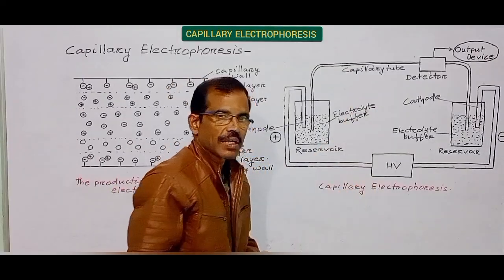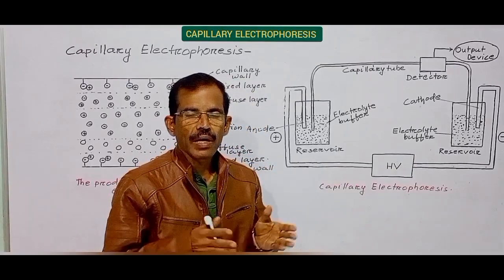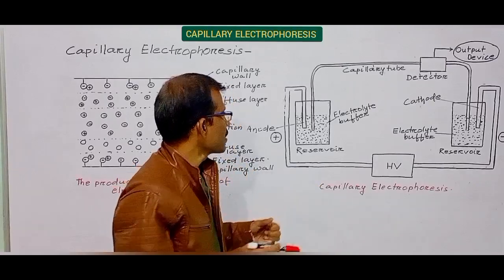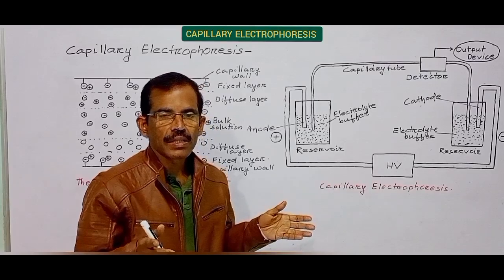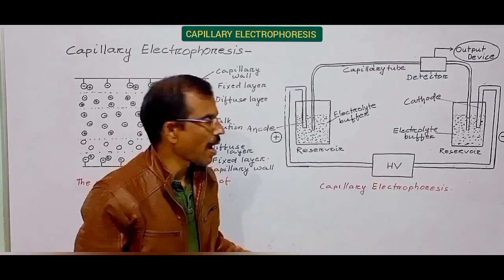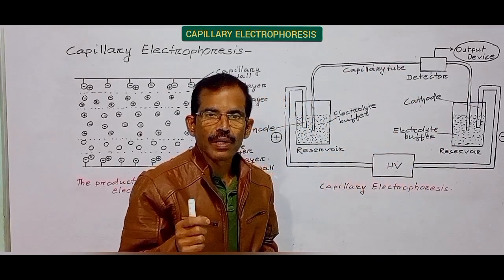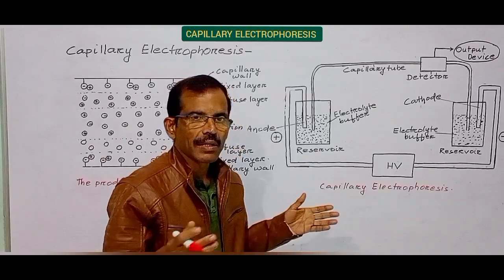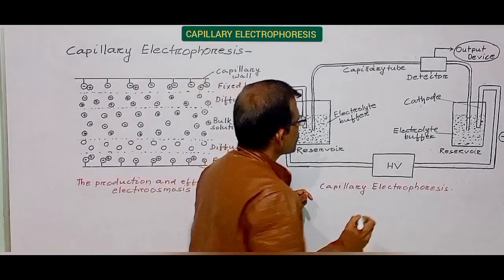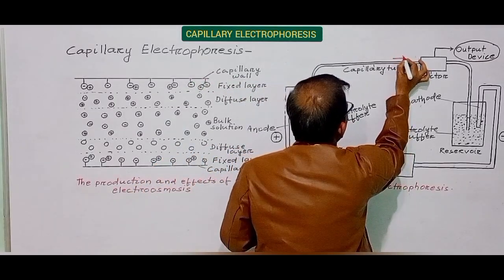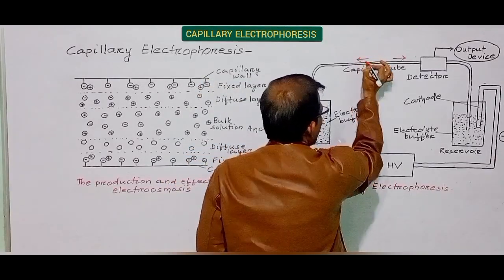This figure illustrates the process of capillary electrophoresis. After a very small amount of sample is injected into the buffer-filled capillary tube, high voltage up to 50 kilovolt is applied across the tube. Under the influence of the electric field, charged molecules will migrate towards the oppositely charged electrodes. Positively charged molecules will migrate towards the cathode, whereas negatively charged ones towards the anode.